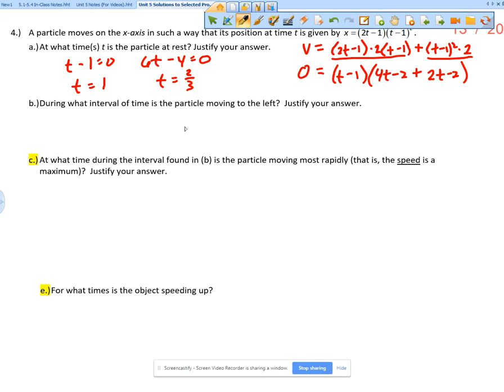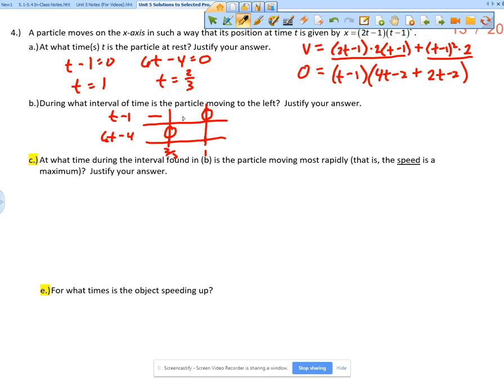Now, when is the particle moving to the left? Well, now I'm going to do a sign analysis of velocity. So I have t minus 1, and then I have this other factor, 6t minus 4. All right, so my number line has 2/3 and 1. And so then I have my two rows, a 0 above 1 for t minus 1 and a 0 above 2/3.